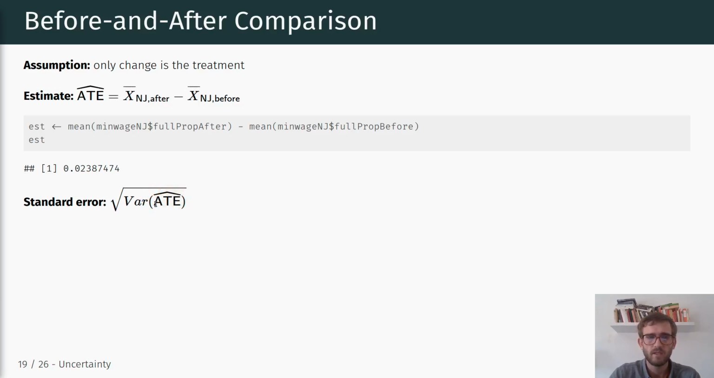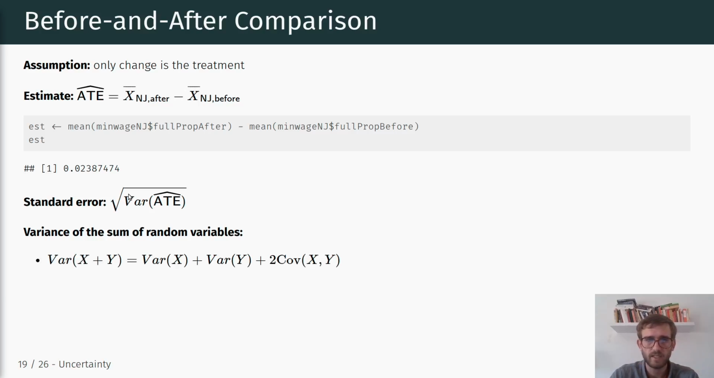We're looking at the variance of our average treatment effect. And again, we have the variance of the sum of random variables, similar to the previous case, where the variance of x plus y is equal to the variance of x plus the variance of y. But now we can't assume that x and y, so that's employment rate before and employment rate after, are uncorrelated. That's what we did previously in the cross-sectional comparison. Now, if we look at this variance of the sum of random variables, we have to add 2 times the covariance of x and y.